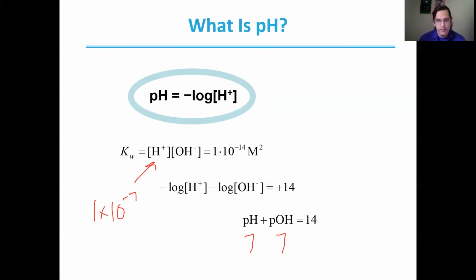So of course, if our pH is 7, our pOH also has to be 7, so that they're equal to 14. And that would correspond to that 1 times 10 to the negative 7th concentration of our hydroxide ions. So this is the scenario for pure water.